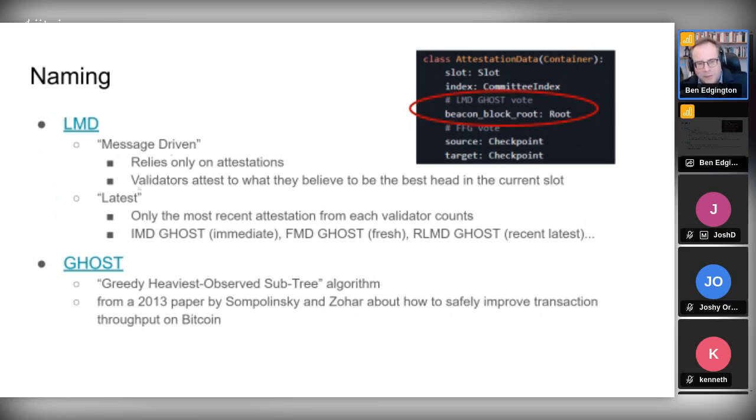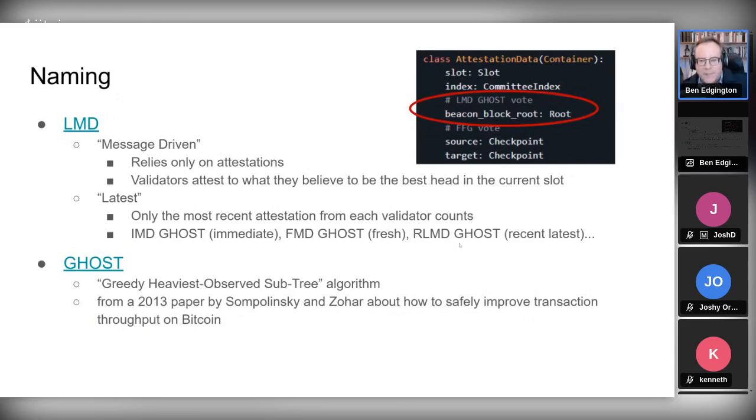Validators attest, this is what we just said, validators attest to what they believe to be the best head in the current slot. So if they've seen a block in the current slot, that's it. If they haven't at that 4-second mark, then they attest to the previous block from the previous slot. So it's message driven, that's the MD, and it's L, latest. So only the most recent attestation from each validator counts.